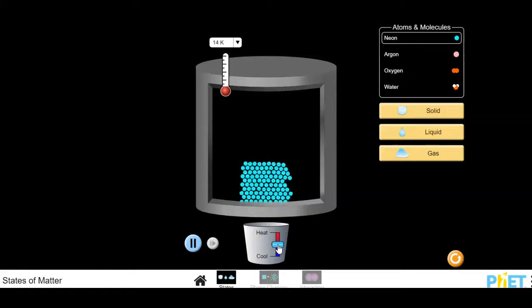Okay, so here we go. I'm going to cool it down. You'll see the temperature drop. Okay, it drops pretty quickly. Notice how the motion of the atoms is changing. I'm now at 1 Kelvin.